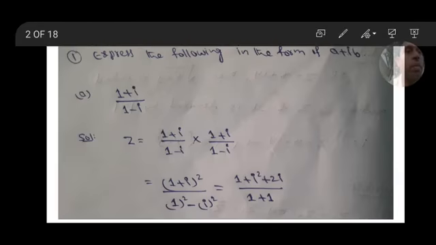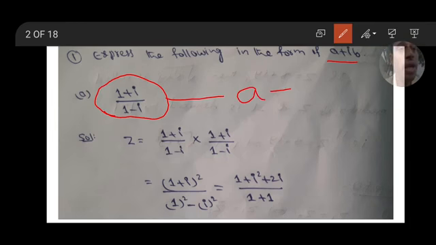So first problem, express the following in the form of a plus ib. The given first problem is (1 plus i) by (1 minus i). You have to convert it in the form of a plus ib or x plus iy, that means real part and imaginary part. It is in the form z1 by z2.